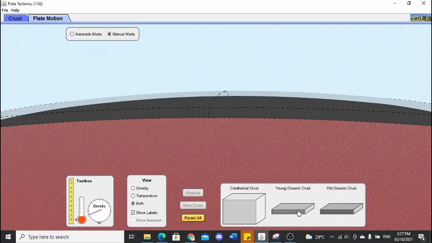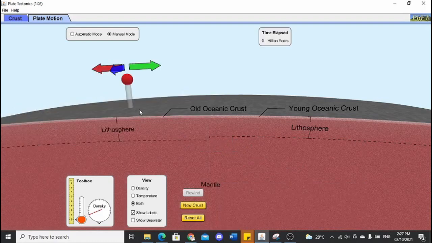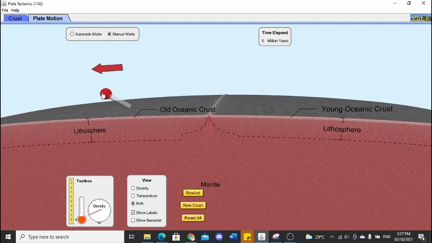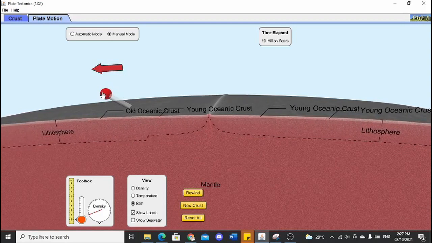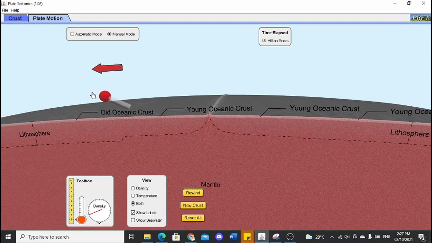Let's see what will happen if there is a young oceanic crust and old oceanic crust. What will happen if we will move them apart? Okay, look. So as you can see, they are diverging or moving away from each other. Let's see what will happen after they move away from each other.